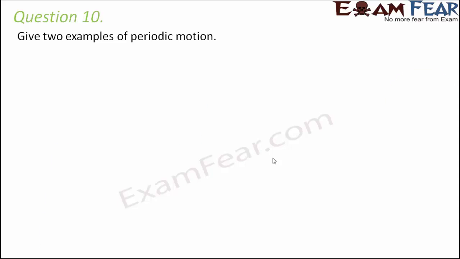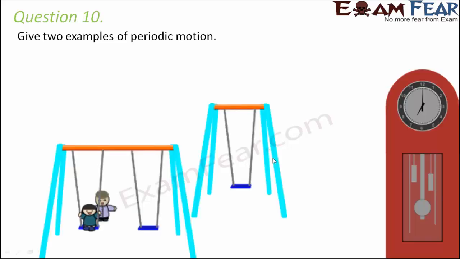Give two examples of periodic motion. So periodic motion is something which repeats itself in periodic intervals of time. One good example would be the pendulum of the clock, which keeps moving in periodic intervals. Another example could be the swing in the children's play area. So the swing is another good example of periodic motion.